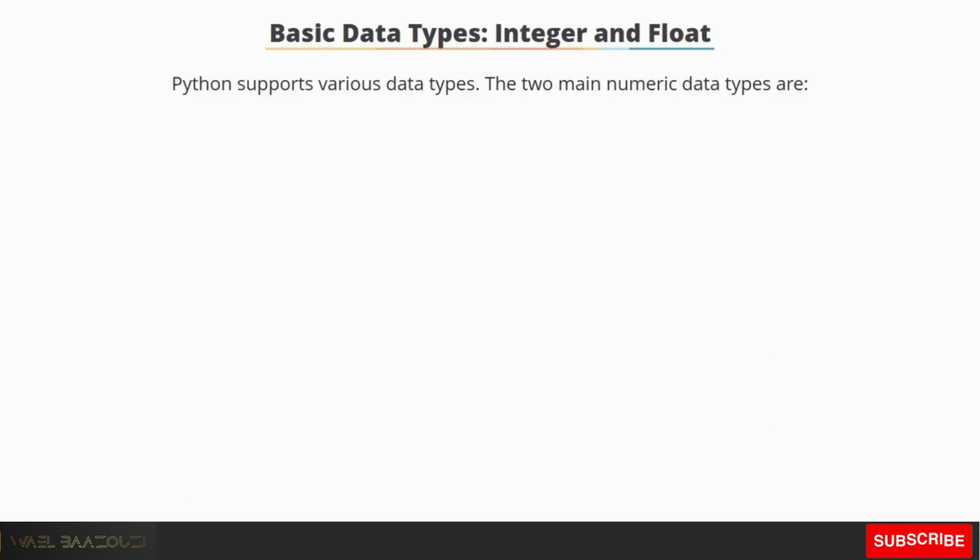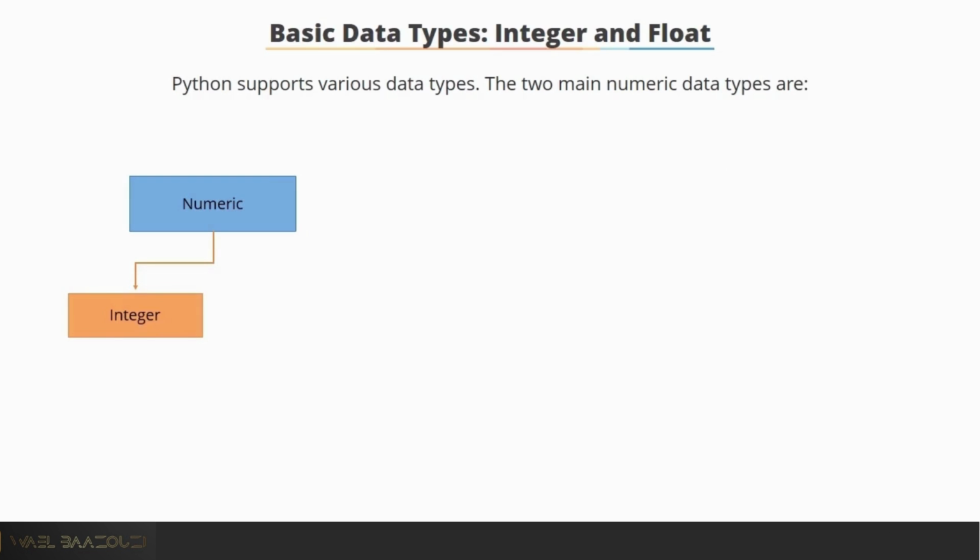You have looked at how variables can be assigned values. It's time now to look at some basic data types in Python. The two main numeric Python types are integers and floats. Floats are decimal numbers. That's how they're referred to in all programming languages.